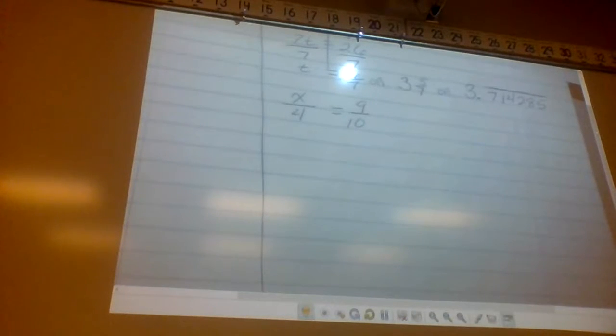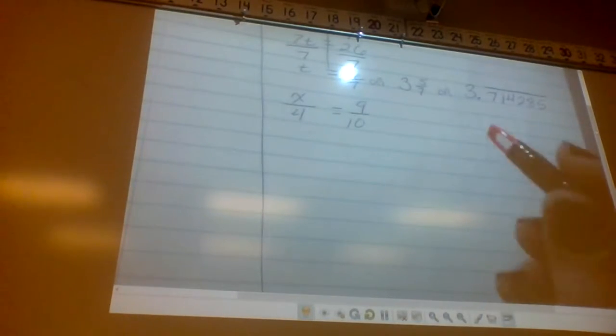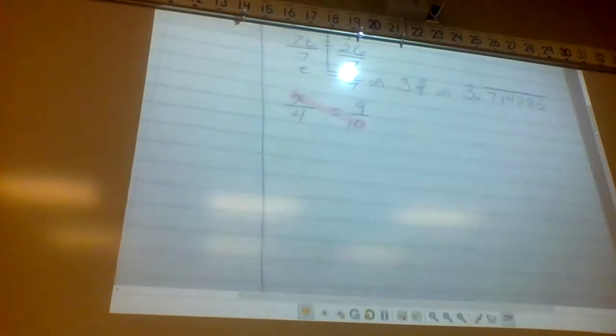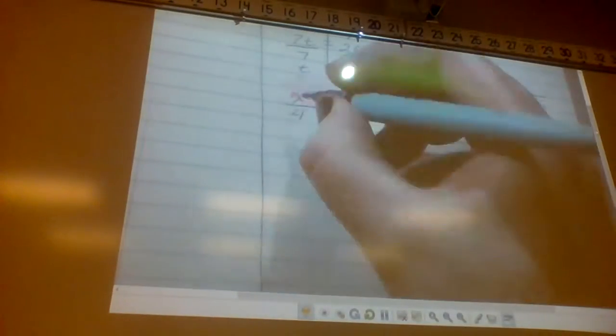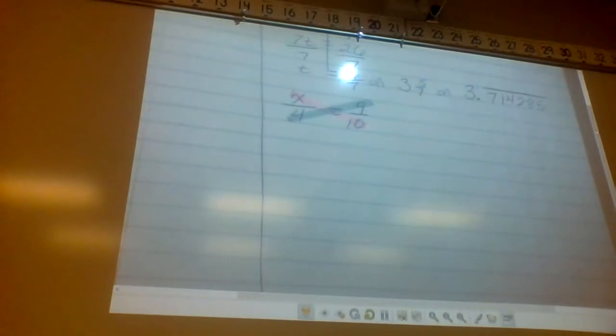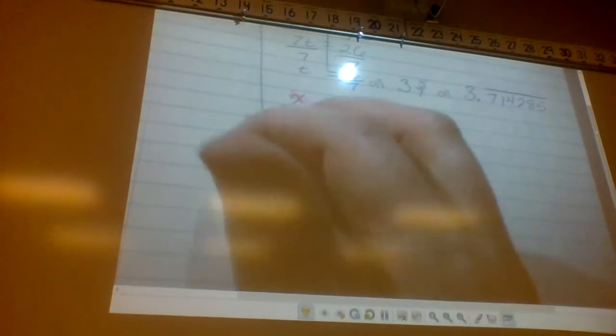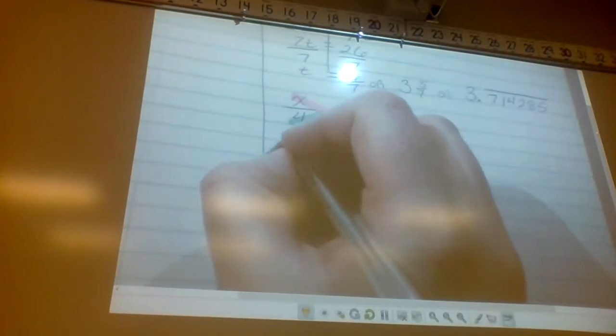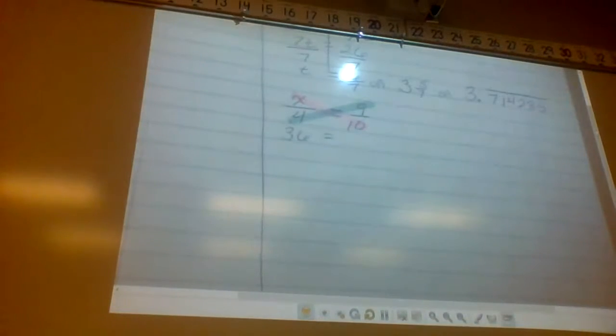What was the first thing I did on the last problem? Cross products, which means we are going to do what? What math? Cross multiply. So what numbers are being multiplied? x and 10, and 4 and 9. Notice the way I do it is I always go with what's close. So what's 4 times 9? Equals, what's x times 10?